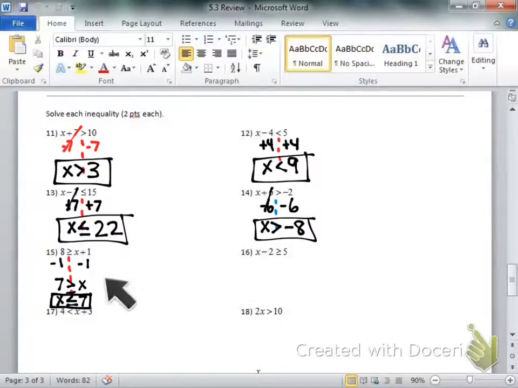Now, someone always says, well, what if I leave my answer like this? Will you mark it wrong? I'll take a point off. Alright? These are worth 2 points each, so you still get half the points, but you're not going to get all the points unless you write it exactly in the correct way.